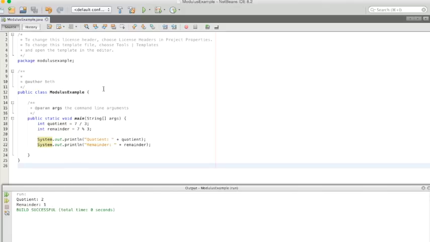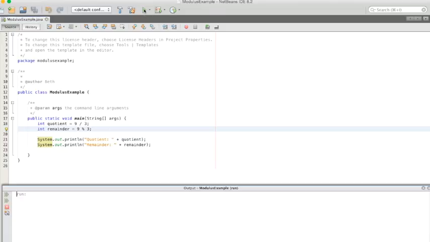So let's see if I can change the numbers to match our other examples. If I change this to 9 divided by 3, and the modulus to also be 9 divided by 3, see what happens. We think that 3 goes into 9 3 times, so the quotient will be 3, and the remainder is going to be 0. We think it's evenly divisible, so let's see if that's true. Quotient 3, remainder 0, so far so good.